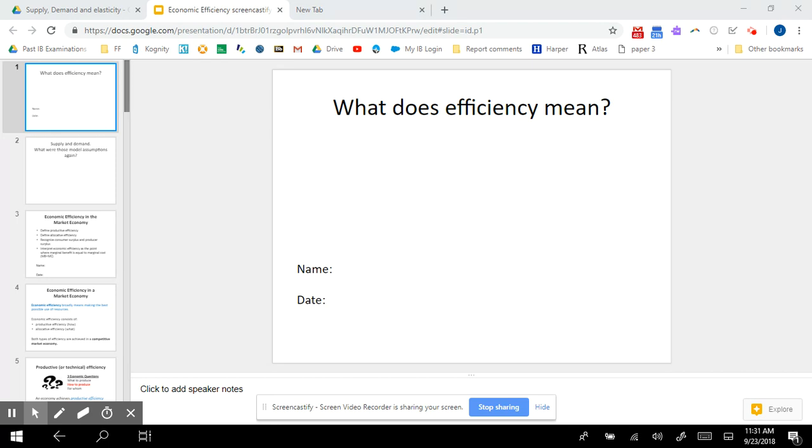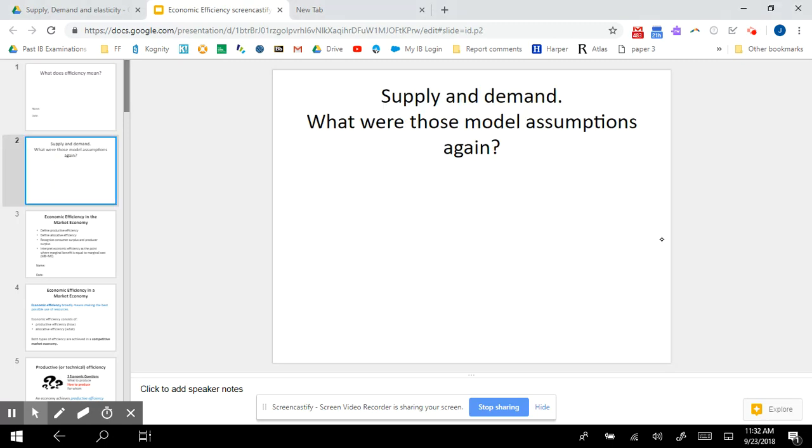efficiency. And just a word of warning, should you decide to answer an IB exam question dealing with economic efficiency, realize that they are looking at you talking about productive and allocative efficiency, not efficiency in general. You'll score very, very low on that question if you don't talk about productive and allocative efficiency. And both types of efficiency we'll see is part of a competitive market economy.